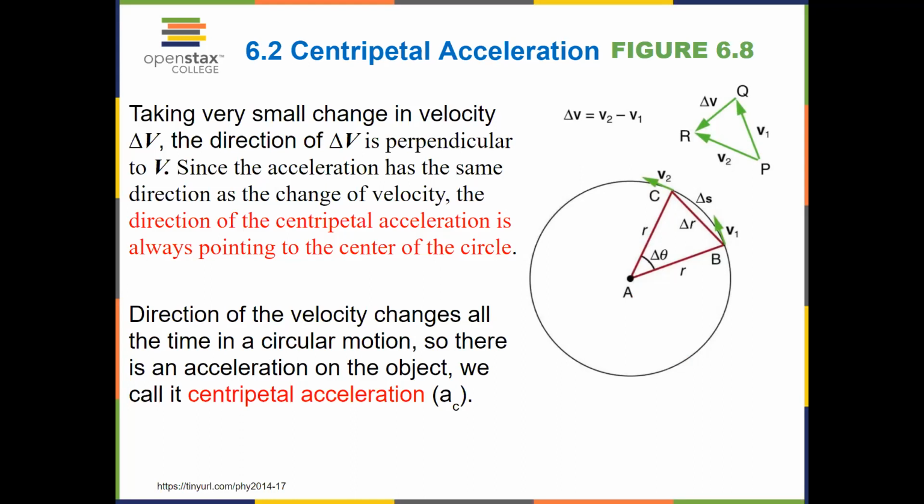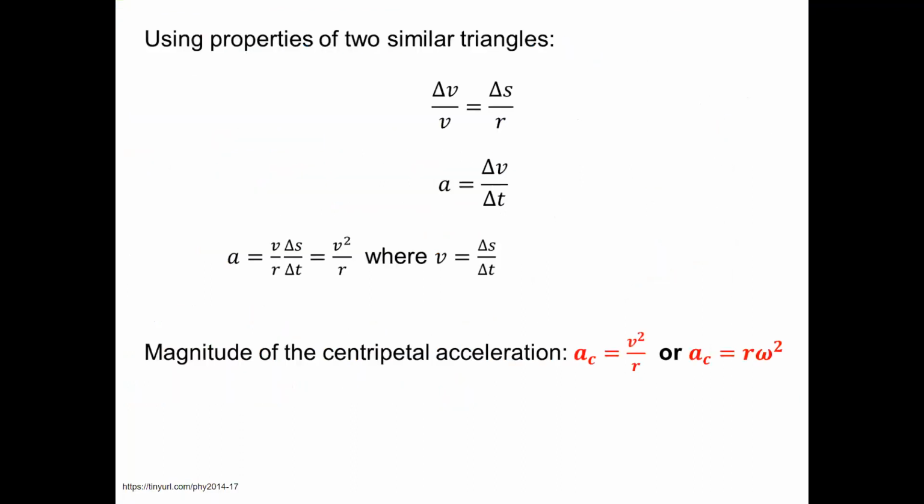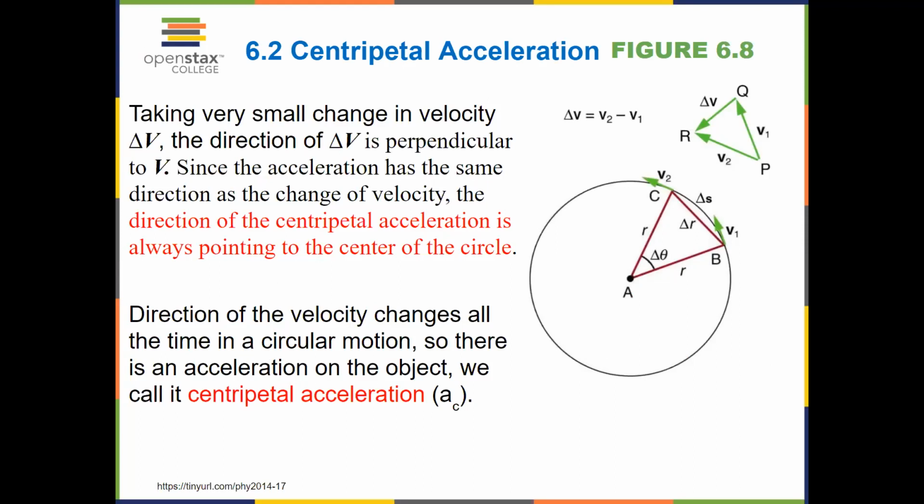So we can look at the relationship here. But let me just first comment on this red triangle over here, and this green triangle over here. In these two triangles, two sides are the same. So this is R, this is R.